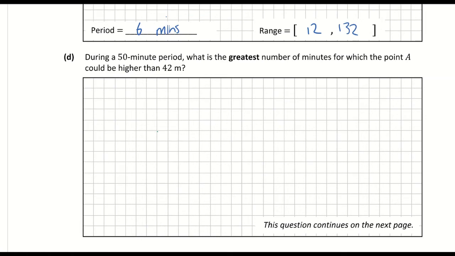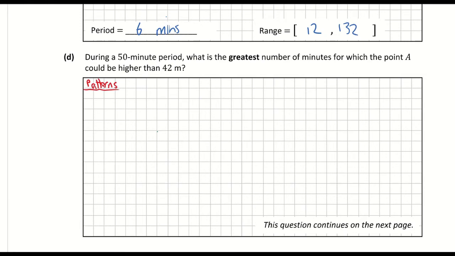Looking at part D, during a 50-minute period, what is the greatest number of minutes for which the point A could be higher than 42 meters? There's two ways we could look at this question. We could use patterns and sequences, or we could use our trigonometry. Let's first look at using patterns and sequences, and after this, I'll do it out using trig, so you can take whichever one you prefer.